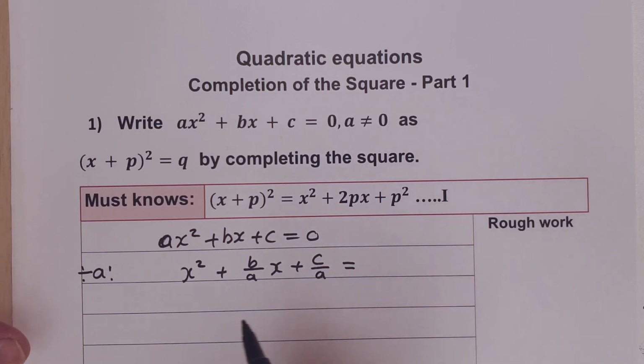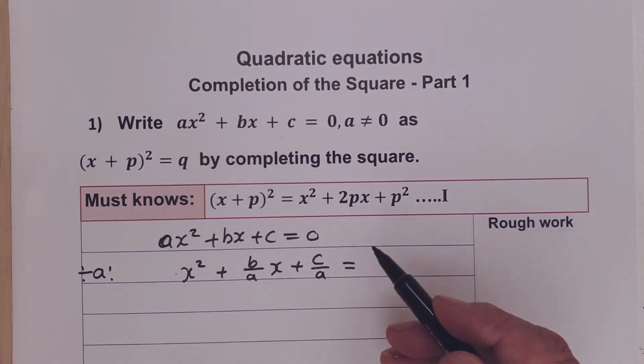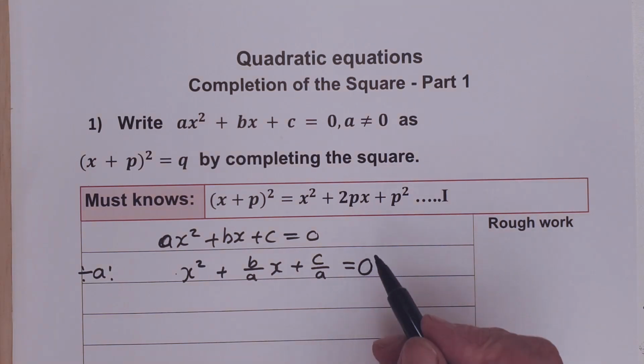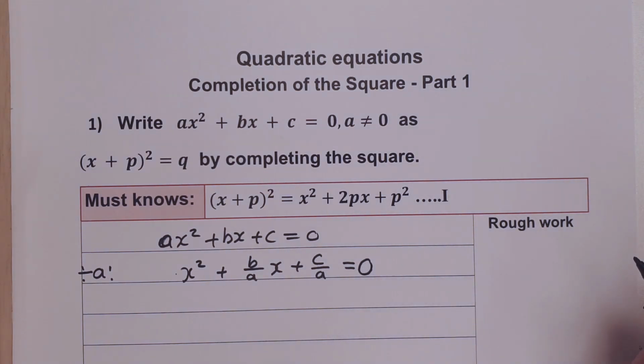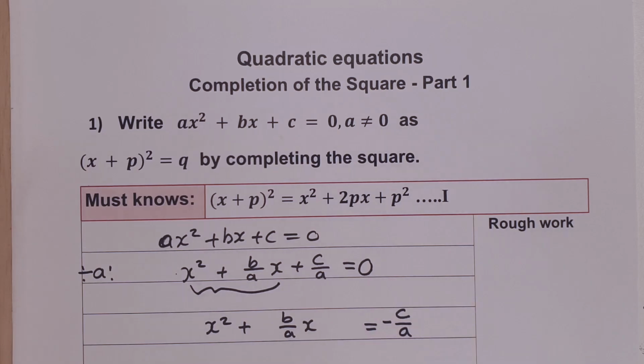So now it's easier to deal with this if we have a 1 there, and because of the equation we can divide by a. So we still have a 0 on the right hand side. The first thing we need to do is isolate these two terms. So we have x squared plus b over a x, and we just write the c over a on the right hand side by subtracting it.